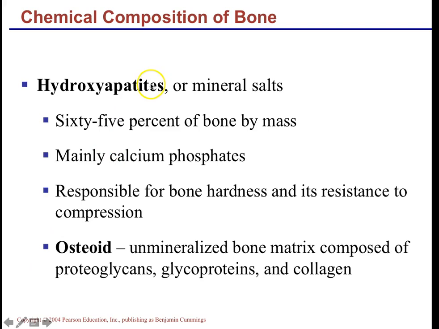And then you get to the crystalline or mineralized part of bone. It has the name from hell, called hydroxyapatite, and that is mainly calcium phosphate, and it gives the bone hardness and resistance to compression. And then the other half are your osteoids. So this is going to give you that bendability of the collagen, and the hydroxyapatite is going to give you the hardness of the bone.